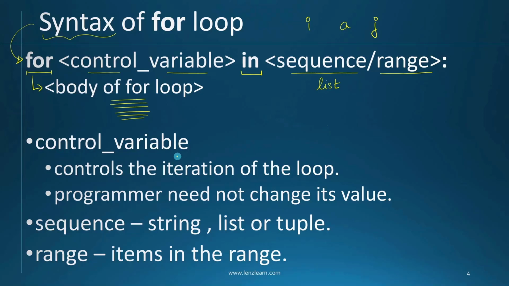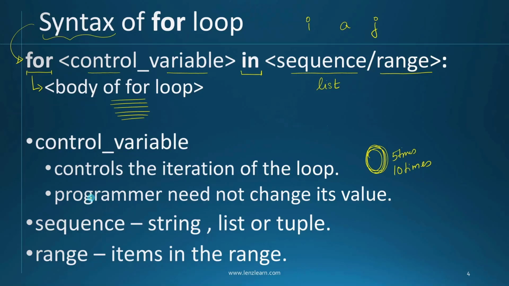Now, what is the control variable? It controls the iteration of the loop. Iteration means each pass. Based on the control variable and the sequence, the for loop will decide whether it has to go around the body of the loop 5 times, or maybe 10 times. That depends on the sequence or the range which provides the value to the control variable.